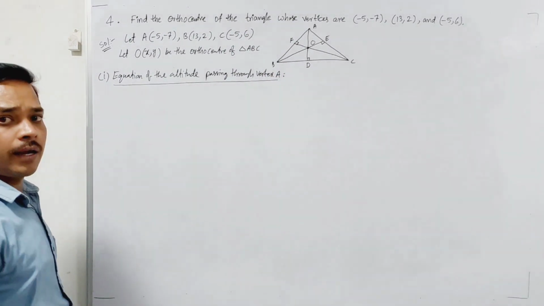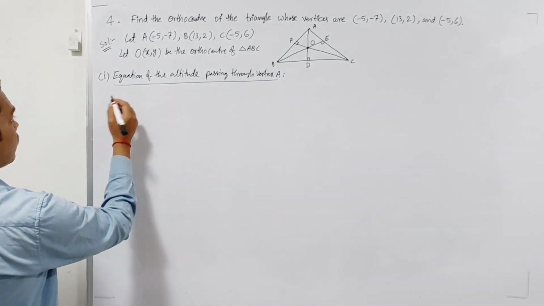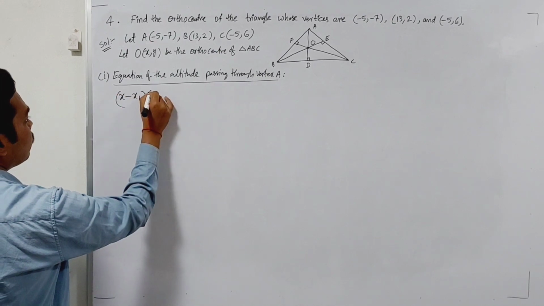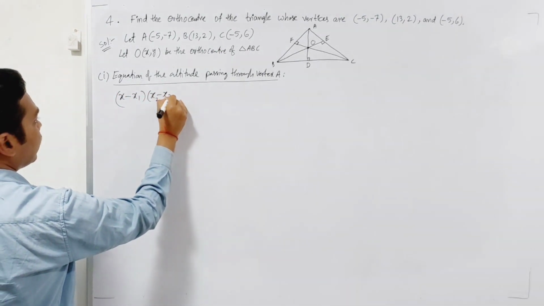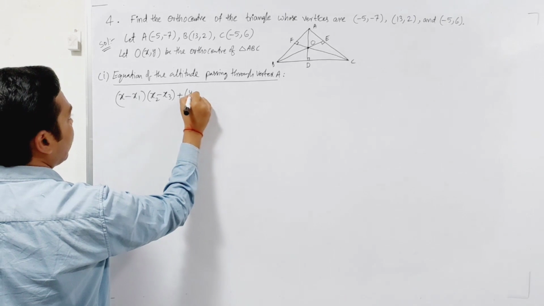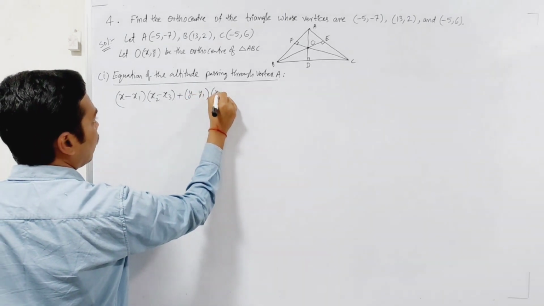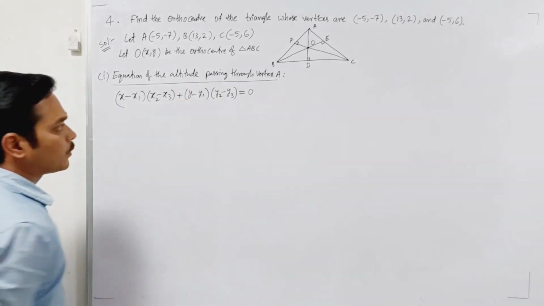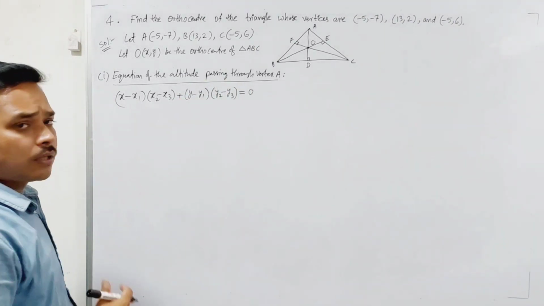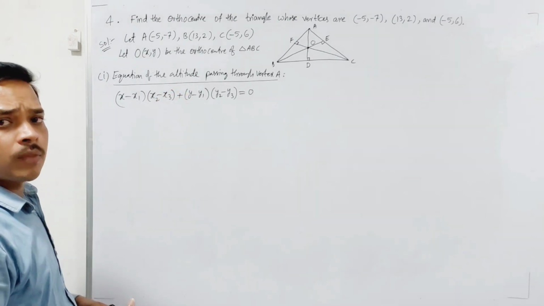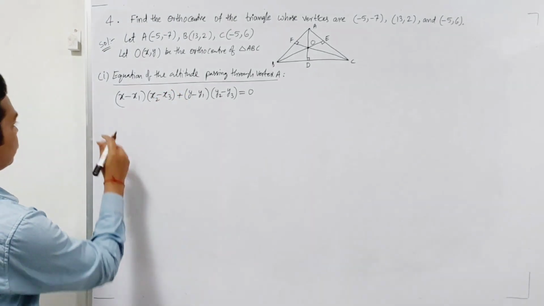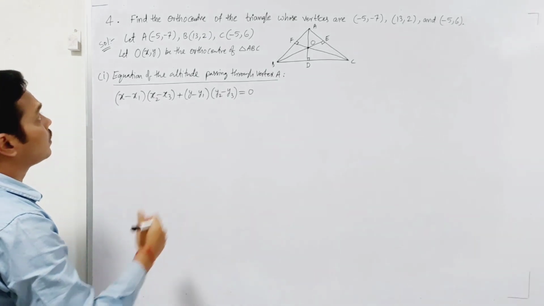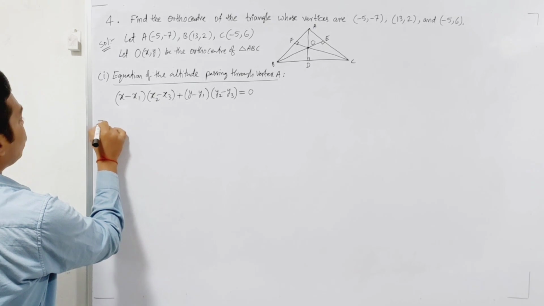You have to find out any two altitudes. The formula is x minus x1 of x2 minus x3 plus y minus y1 of y2 minus y3 equal to 0. By using this formula, we can find the equation of the altitude passing through the vertex A. If you know any two altitudes, we can find the orthocenter. Okay, now apply this formula.